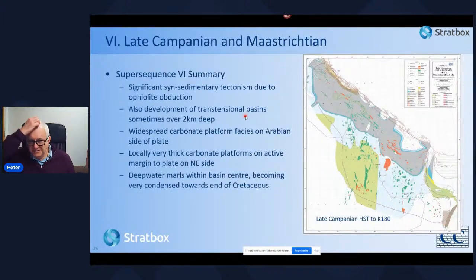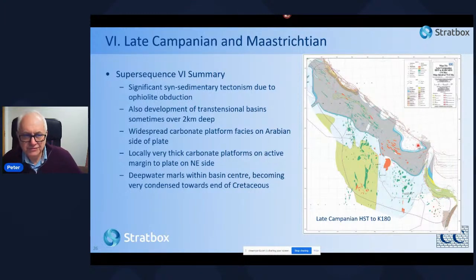Moving up into the next super sequence, Campanian age, we begin to see significant tectonism during sedimentation. This is due to the onset of ophiolite obduction along the Zagros margin. And also we begin to see the development of transtensional basins, sometimes as much as 2 kilometers deep.